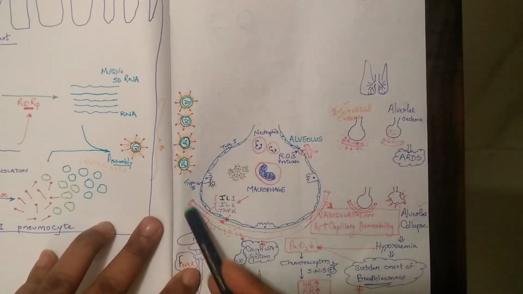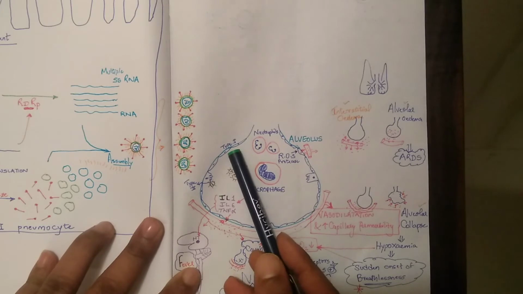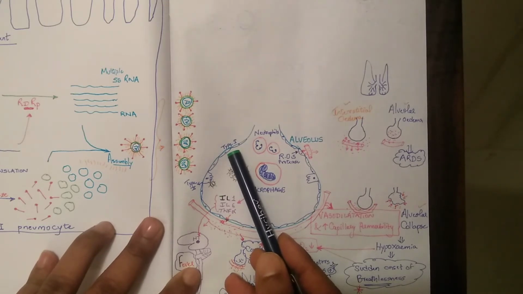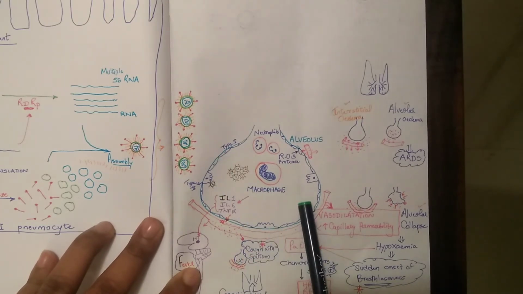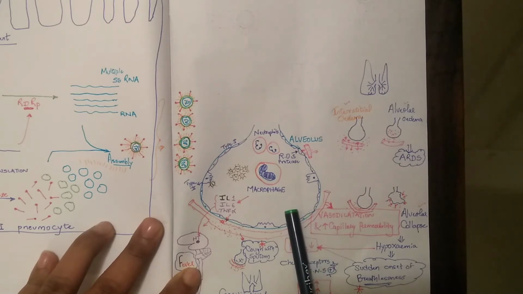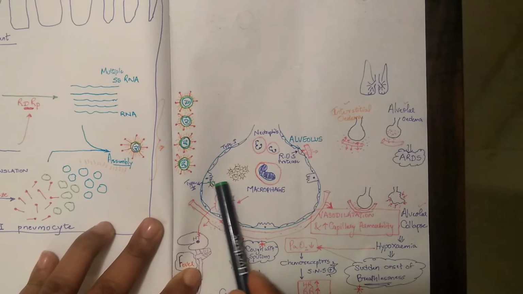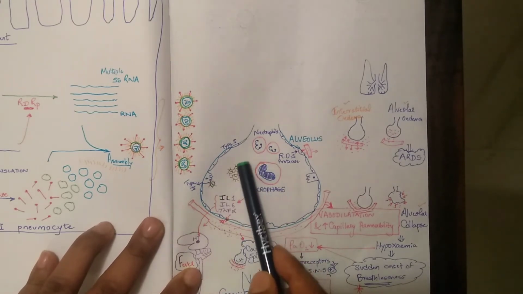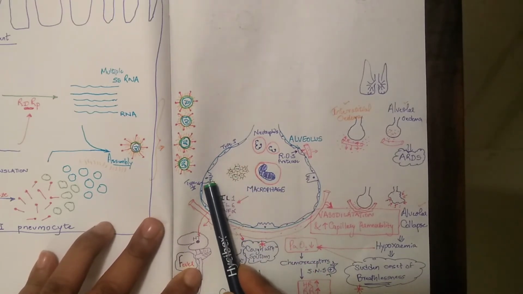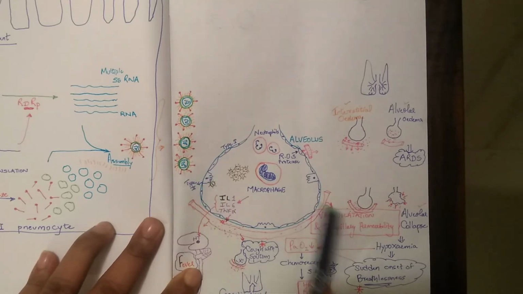Within the respiratory system, it enters the alveolus. In the alveolus we have two types of cells. Type 1 pneumocytes, which are simple squamous epithelium, are concerned with the exchange of gases between the pulmonary capillary and the alveolus. And type 2 pneumocytes are the surfactant producing cells. Actually this coronavirus comes here and gets anchored to the type 2 pneumocyte.